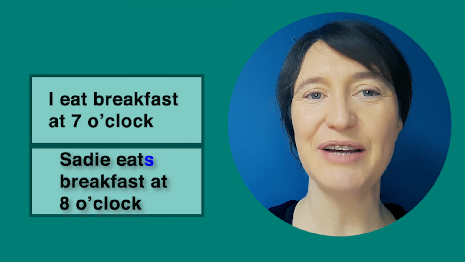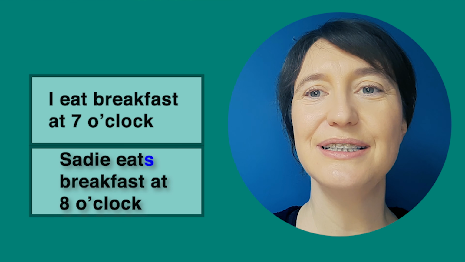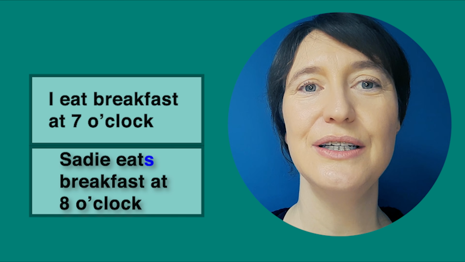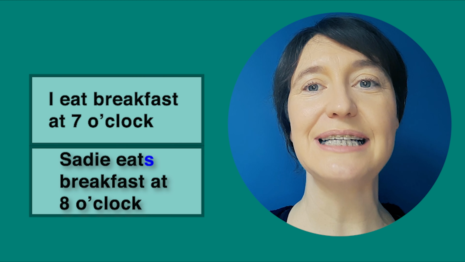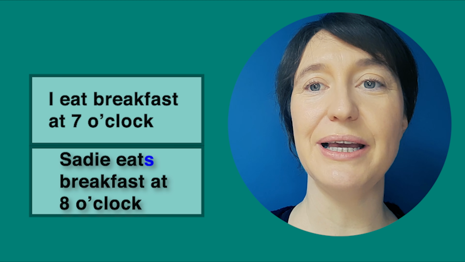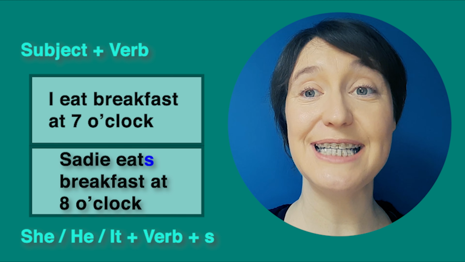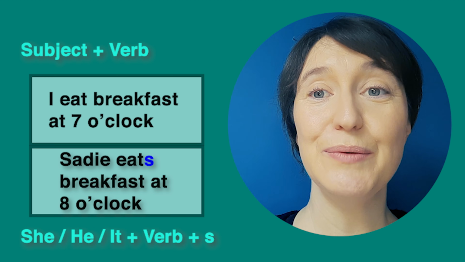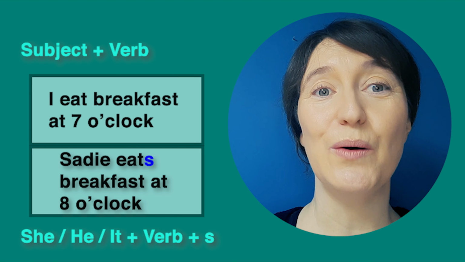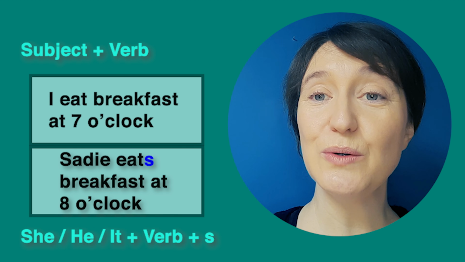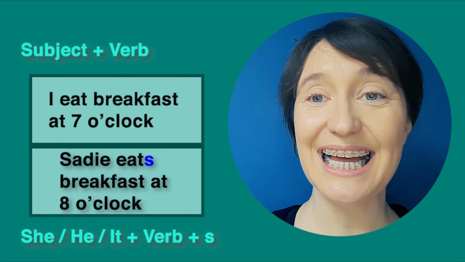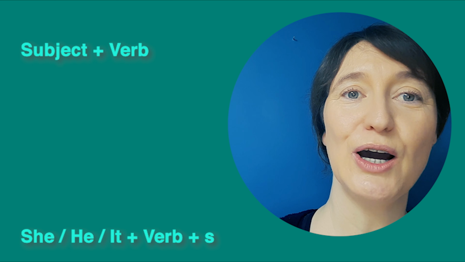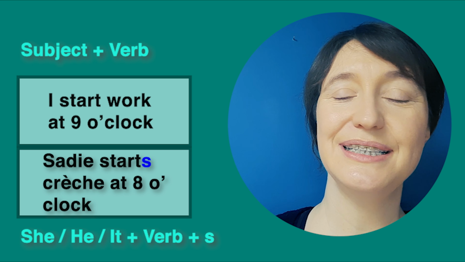I eat breakfast at 7 o'clock. Sadie eats breakfast at 8 o'clock. Notice for the subject I, the verb follows in the base form. However, for Sadie, which is the third person singular, she, he, or it, the verb follows with an S at the end. She eats.